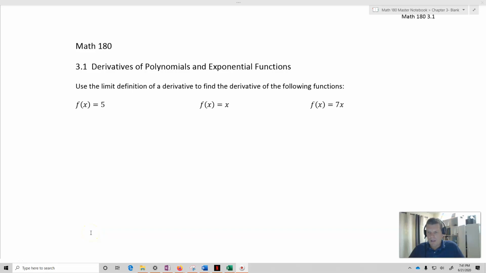All right, so now what we're going to look at is our first set of rules for finding derivatives. We don't want to actually utilize the definition of a derivative every time we want to find a derivative. There's got to be easier ways, and it turns out there are a ton of easier ways. Chapter 3 is all about those easier ways and their applications.